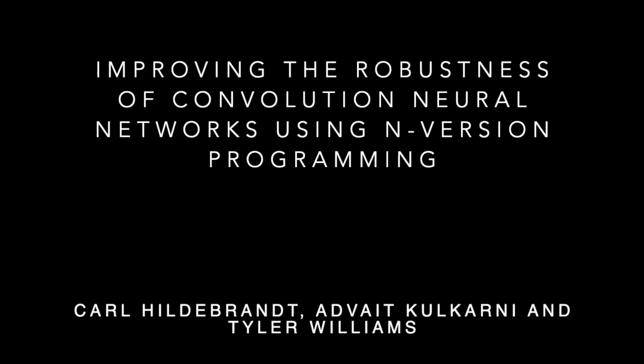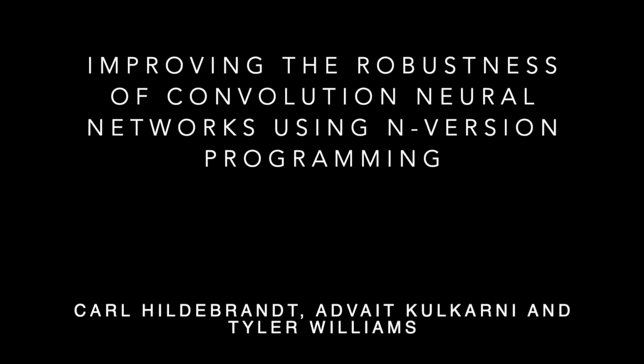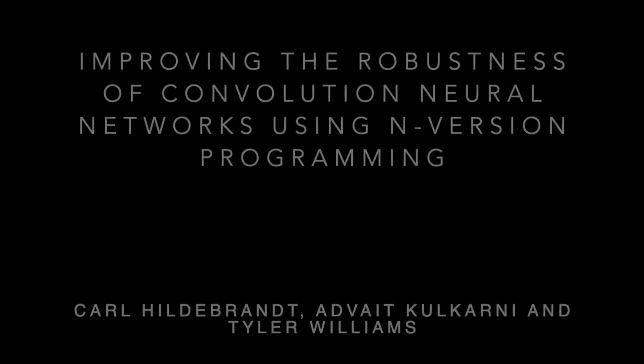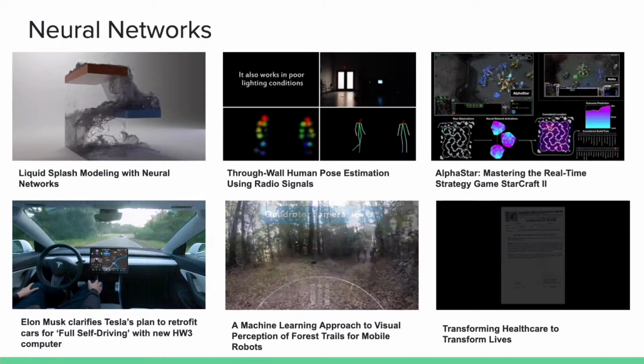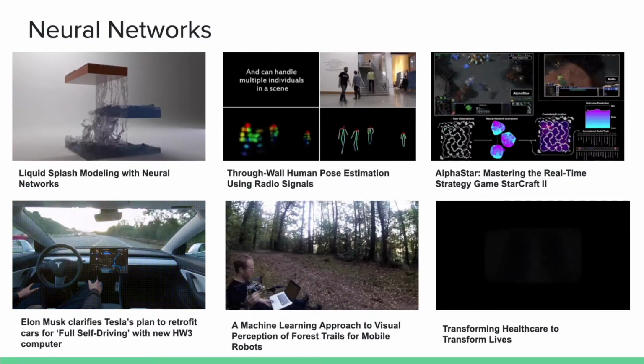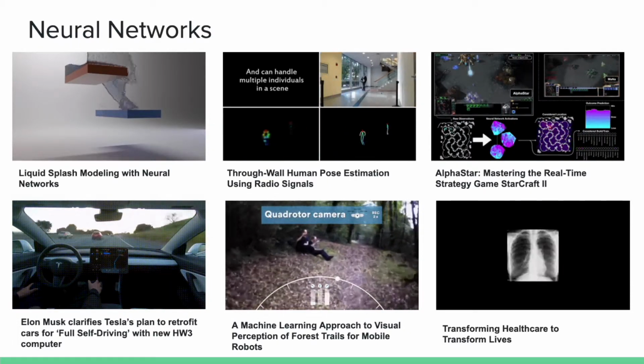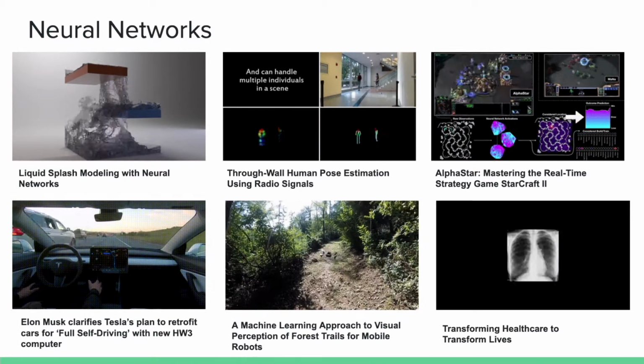Improving the robustness of convolutional neural networks using inversion programming. Neural networks are not only used in computer science, but are applied to numerous applications today. These applications include self-driving cars, healthcare, and games.